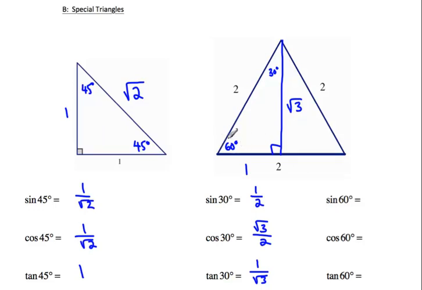Now if we switch angles, for 60 degrees, sine is going to be, again, opposite over hypotenuse, which is root 3 over 2. Cosine is going to be adjacent, which is now 1, over hypotenuse, which gives us 1 over 2 in all. And tan of 60 degrees is going to be opposite, root 3, over adjacent, which is 1. So tan 60 is just root 3. So the special triangles allow us to work out all of these ratios for 30, 45, and 60 degrees.